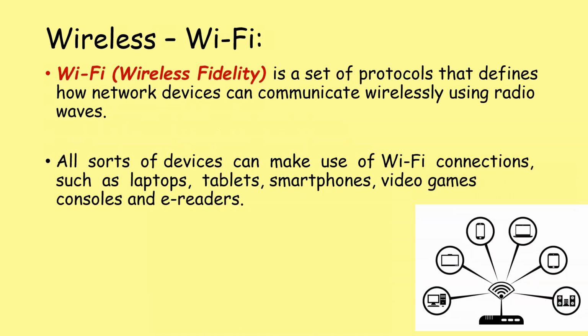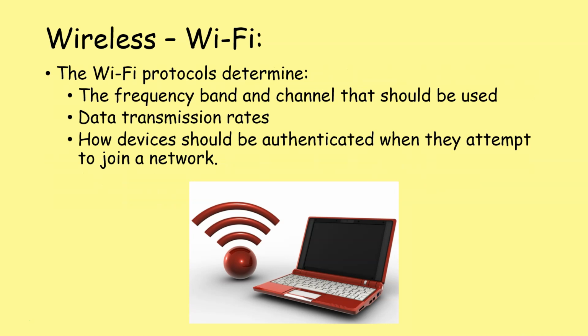Moving on, let's have a look at wireless connections, Wi-Fi or wireless fidelity. This is a set of protocols that define how network devices can communicate wirelessly using radio waves. All sorts of devices can make use of Wi-Fi. We've got laptops, tablets, smartphones, video game consoles, e-readers, all kinds of things. Wi-Fi protocols determine the frequency band and channel that should be used, data transmission rates, and how devices should be authenticated when they attempt to join a network.